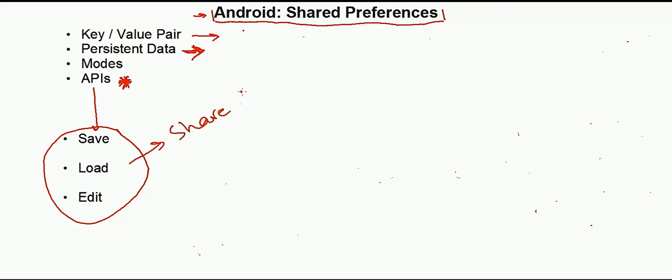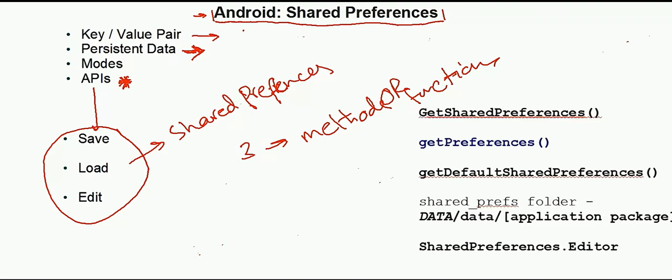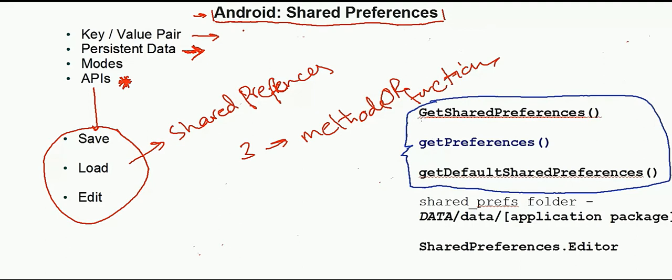First of all, we see how to load the shared preferences. There are actually three kinds of methods or functions that are used to load the shared preference object in your code. The names of the three methods are getSharedPreferences, getPreferences, and getDefaultSharedPreferences, that you see now here in the picture and in the video on the slide. These three are the methods or functions that are used to load the shared preferences.